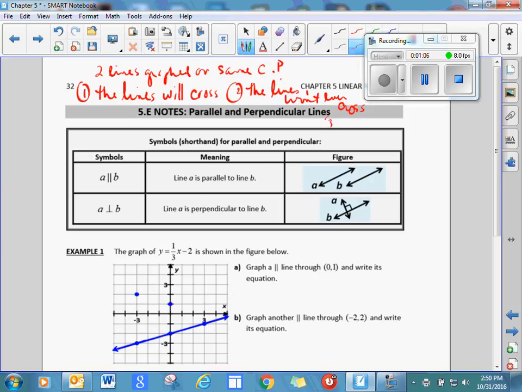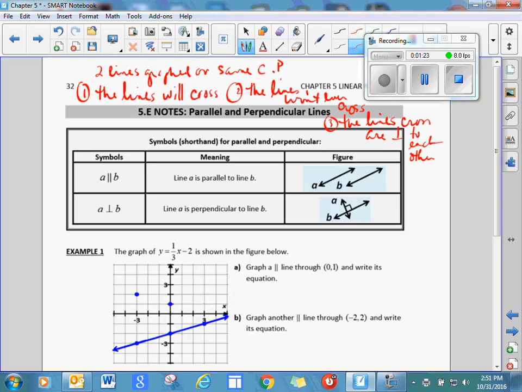And the third thing that could happen is not only do the lines cross, but the lines cross and are perpendicular to each other, meaning they form a 90-degree right angle.